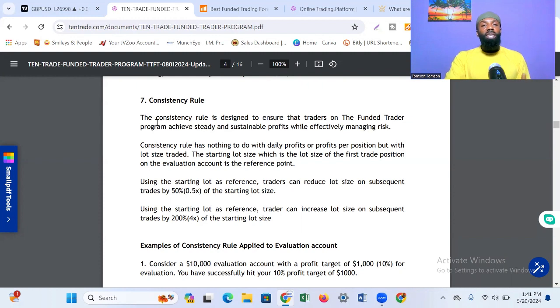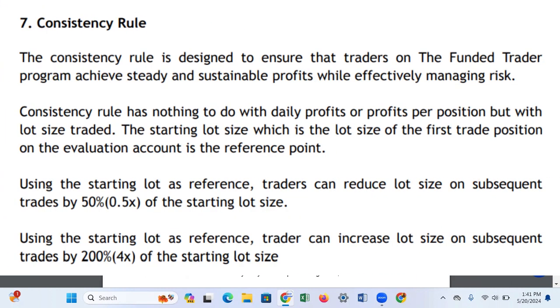So let's read through here. It says, the consistency rule is designed to ensure that traders on the funded trader program achieve steady and sustainable profit while effectively managing risk, okay? It says consistency rule has nothing to do with daily profit or profit per position, but with lot size traded. Remember, in this case, we are looking at lot size consistency rule, okay?